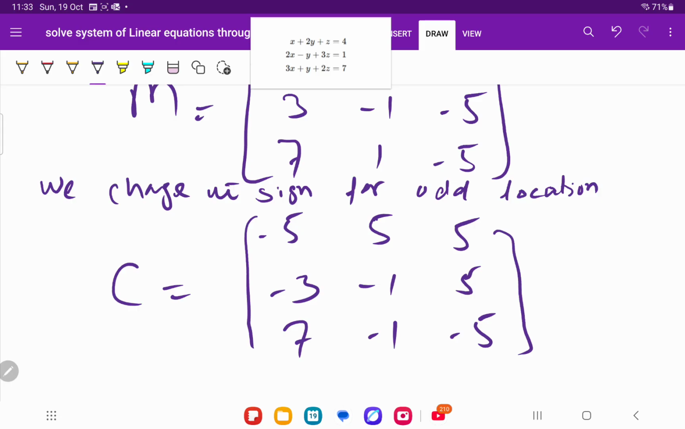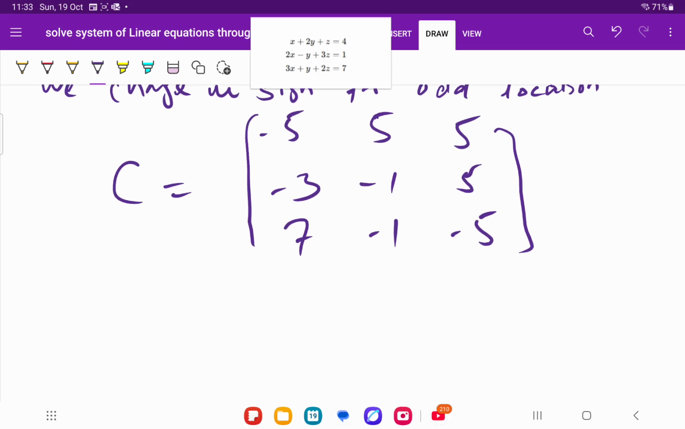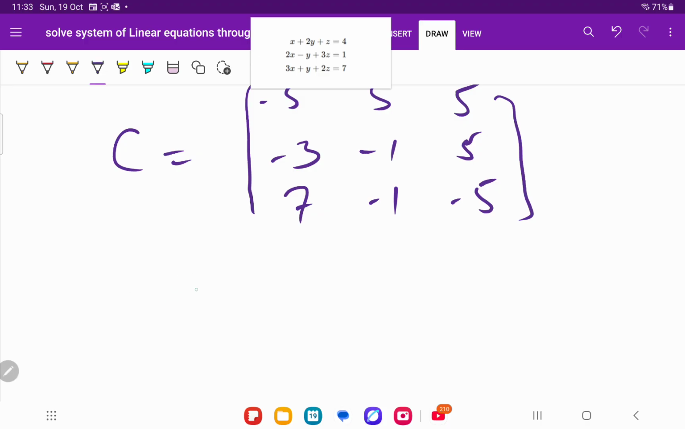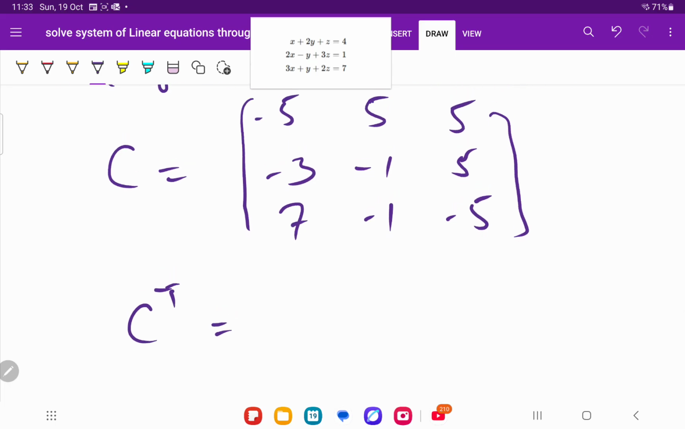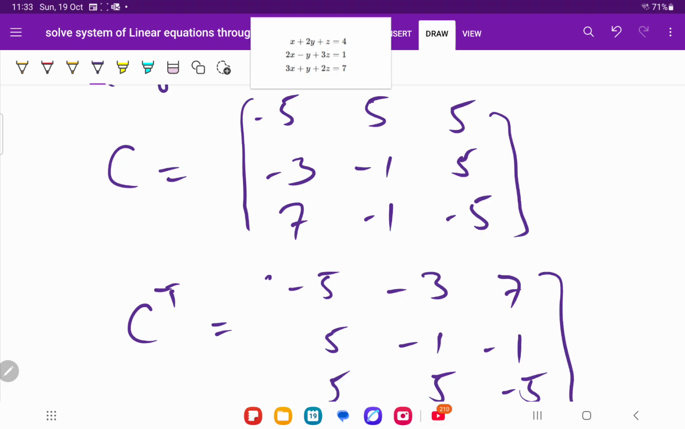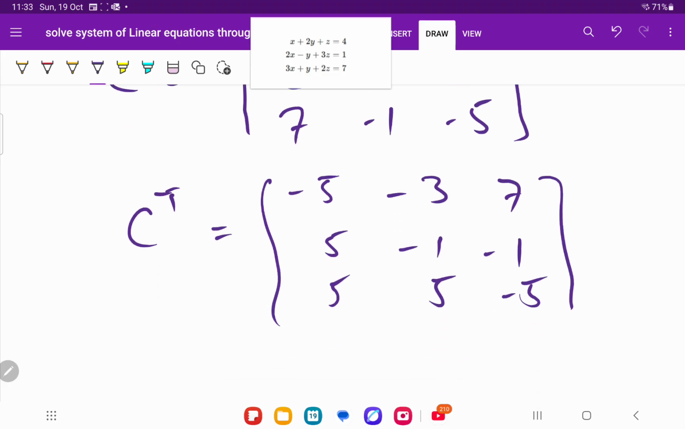I have just written it for your reference so that you will understand. Now once you have the C, you have to take the C transpose. C transpose is minus 5, 5 and 5. So I am writing a row into a column. So minus 3, minus 1 and 5. 7, minus 1, minus 5. That is how we take the transpose, by changing rows to columns or columns to rows. That is called the C transpose.